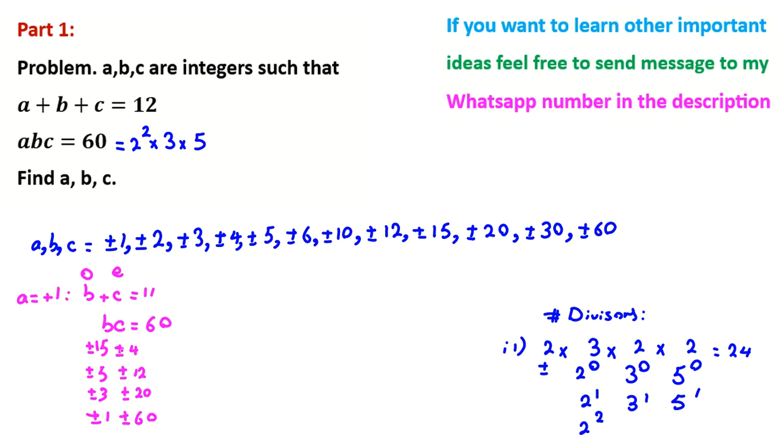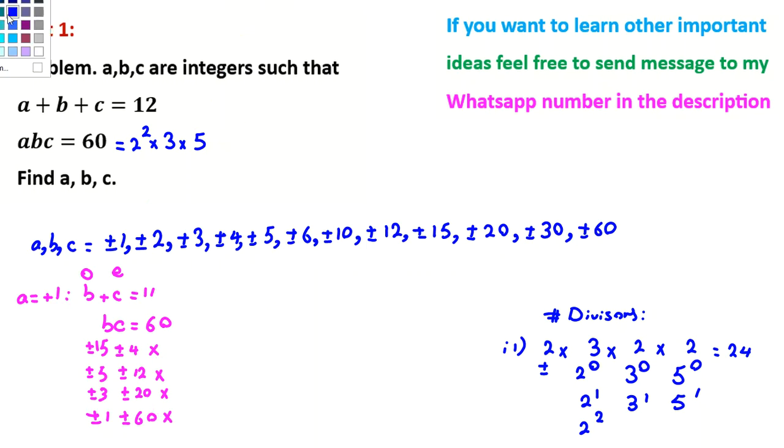15 minus 4, but both of them should have the same sign because the product is positive. So here we cannot say 15 minus 4. 15 plus 4 is 19, and negative 15 minus 4 is negative 19. This one gives plus or minus 17, this one plus or minus 23, this one plus or minus 61. So a equals 1 is not possible.